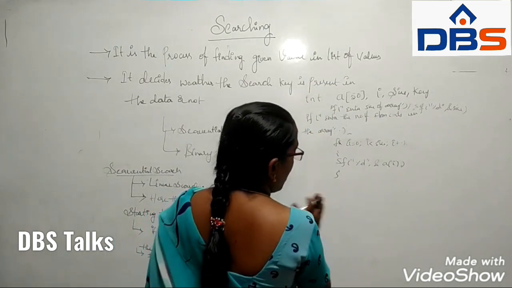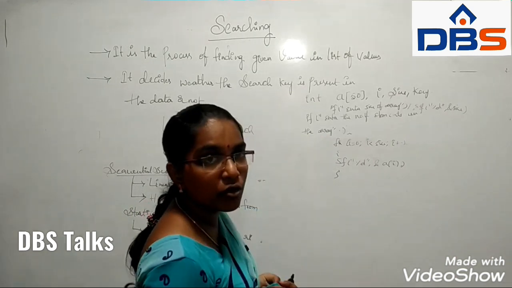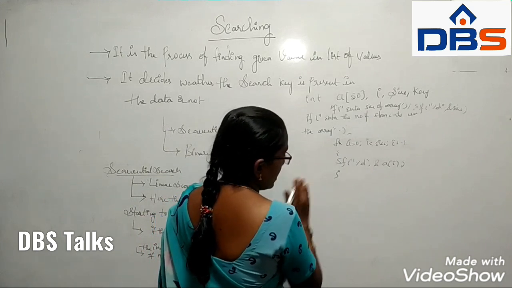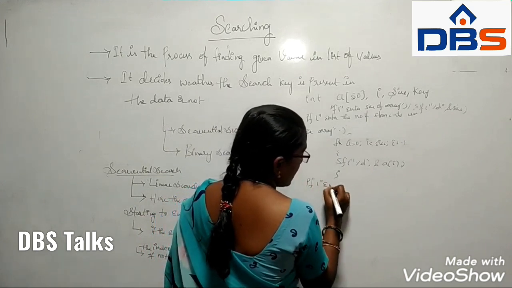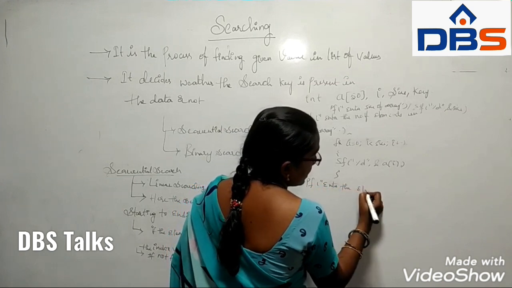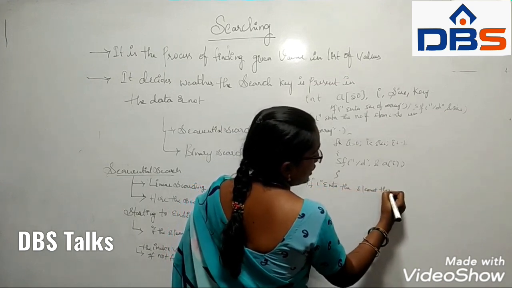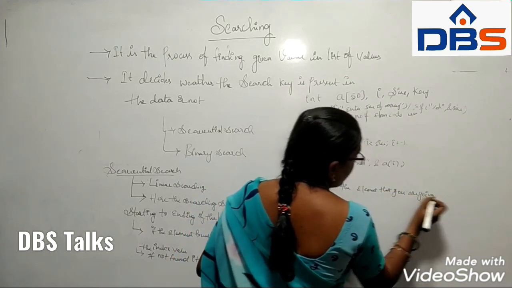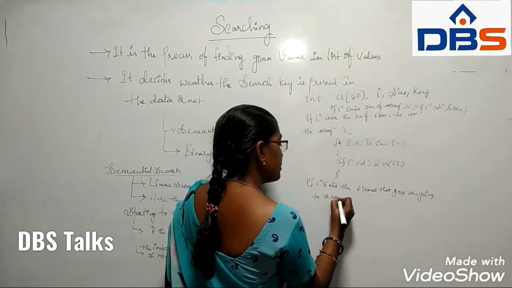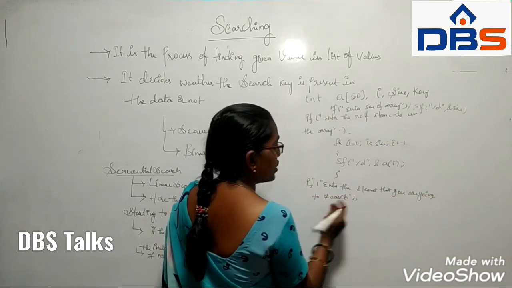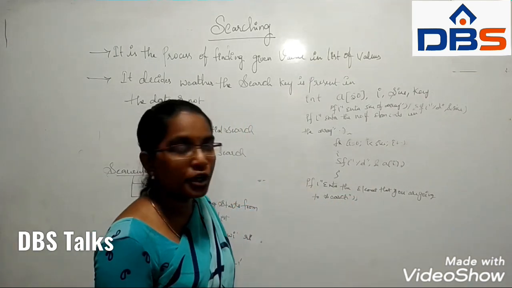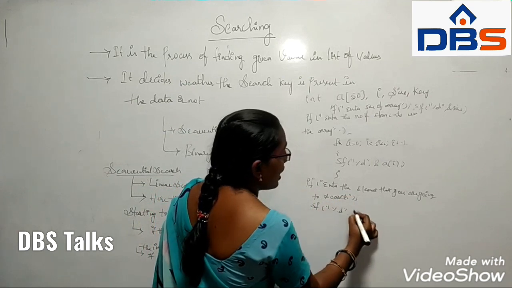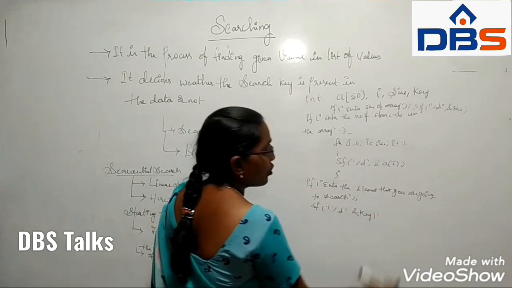Okay. After that what we have to do? Now we are going to write the code for the sequential search. See how we are going to perform. Here, printf, enter the element that you are going to search. You have to write the printf statement for that. Next you have to write the scanf, %d, ampersand key. Key means the value that you are going to search.